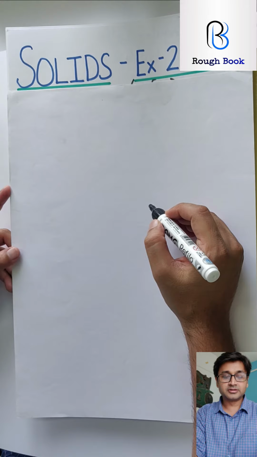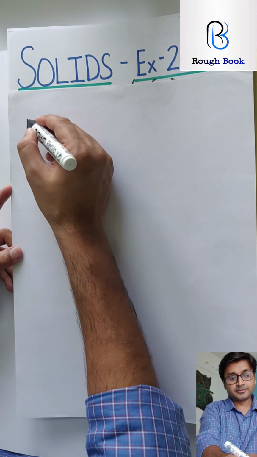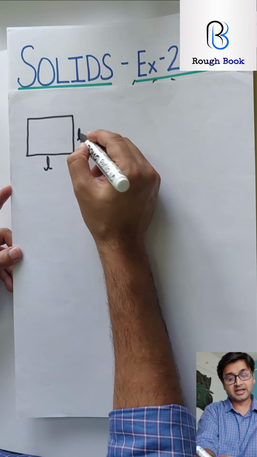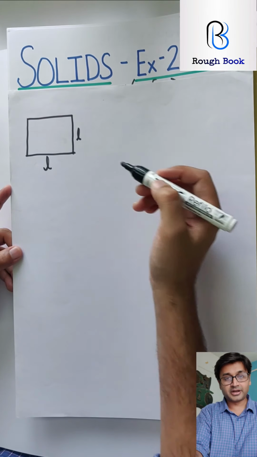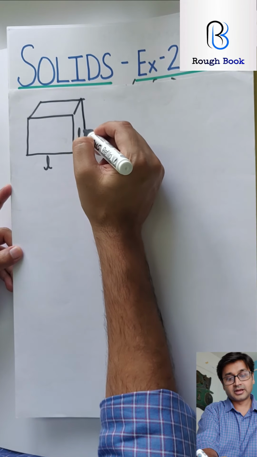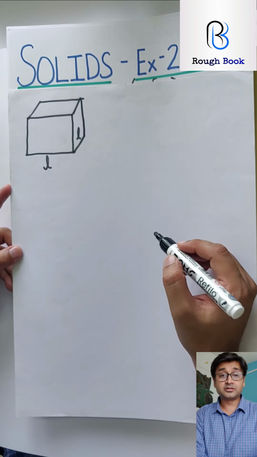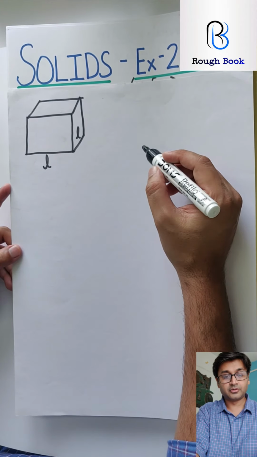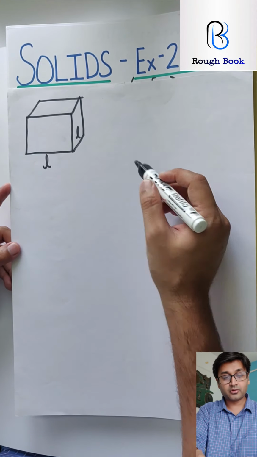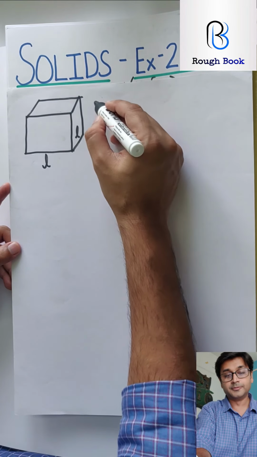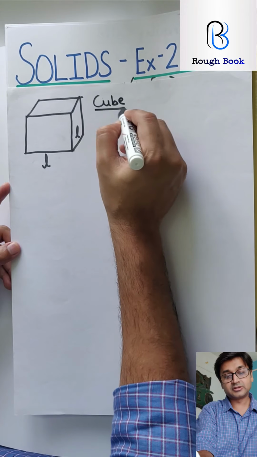What do you mean by solids? So let's consider a square. All sides equal, and we call each side, let's say, L. When this length and breadth is added with one more dimension, that is height, then it becomes a 3D figure. So a 3D figure is called a solid. A square can convert itself into a solid called a cube.